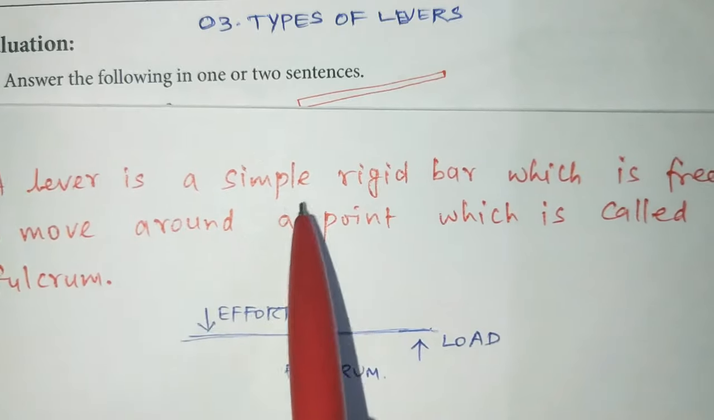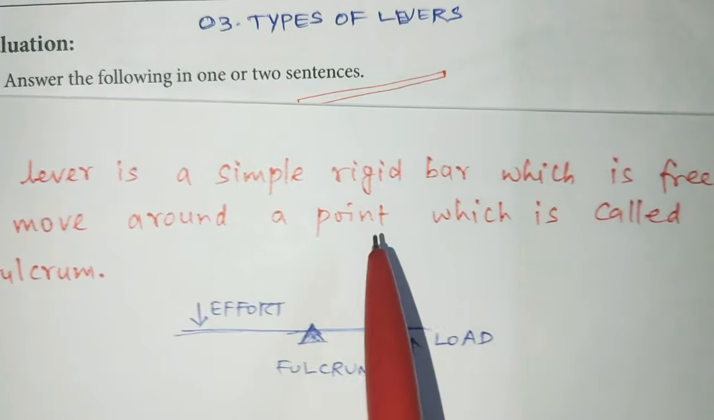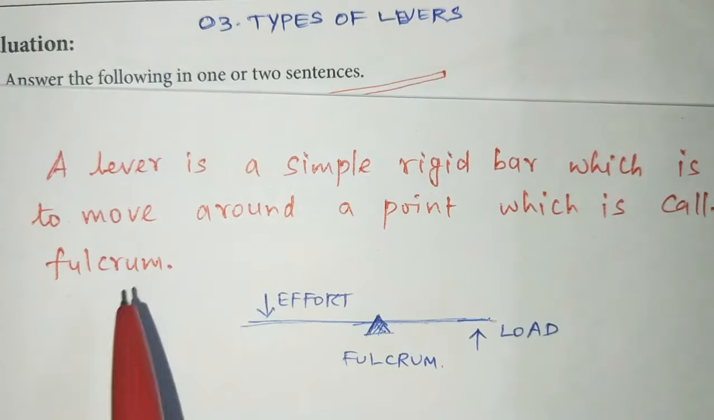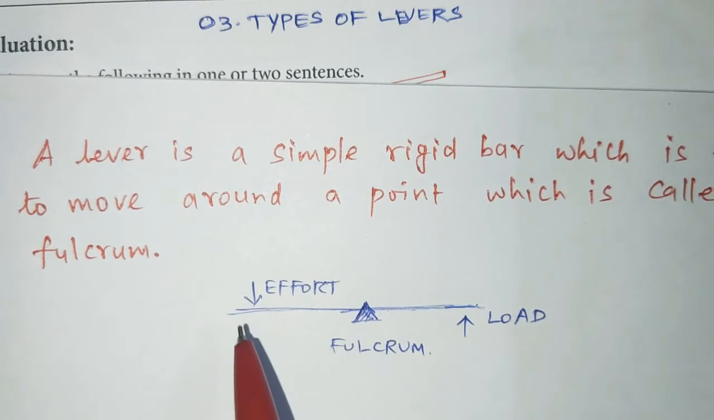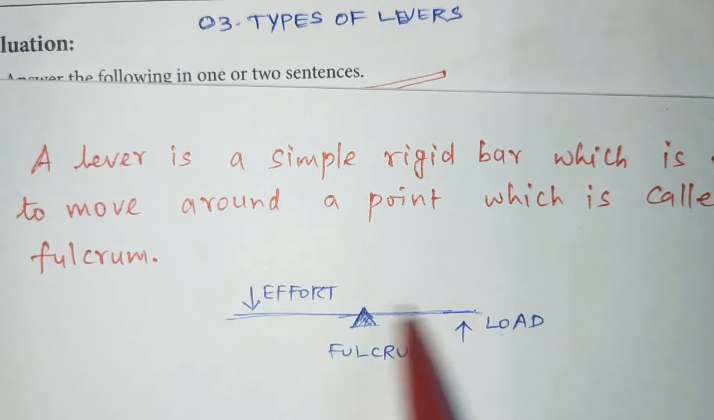So lever is a simple rigid bar which is free to move around a point which is called fulcrum. So this is the fulcrum. This one we can consider as a lever. So lever in the sense, rigid bar.